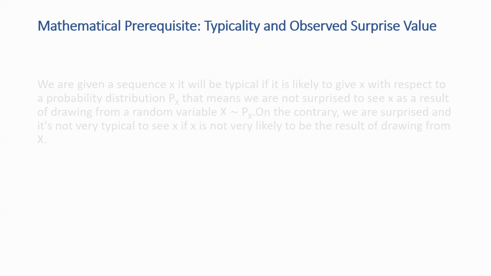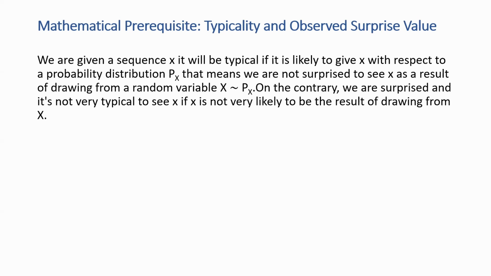The other mathematical prerequisite required to understand Shannon's channel coding theorem proof is typicality and observed surprise value. We are given a sequence X. It will be typical if it is likely to give X with respect to a probability distribution Px. That means we are not surprised to see X as a result of drawing from a random variable capital X. Conversely, we are surprised and it's not very typical to see X if X is not very likely to be the result of drawing from random variable X.